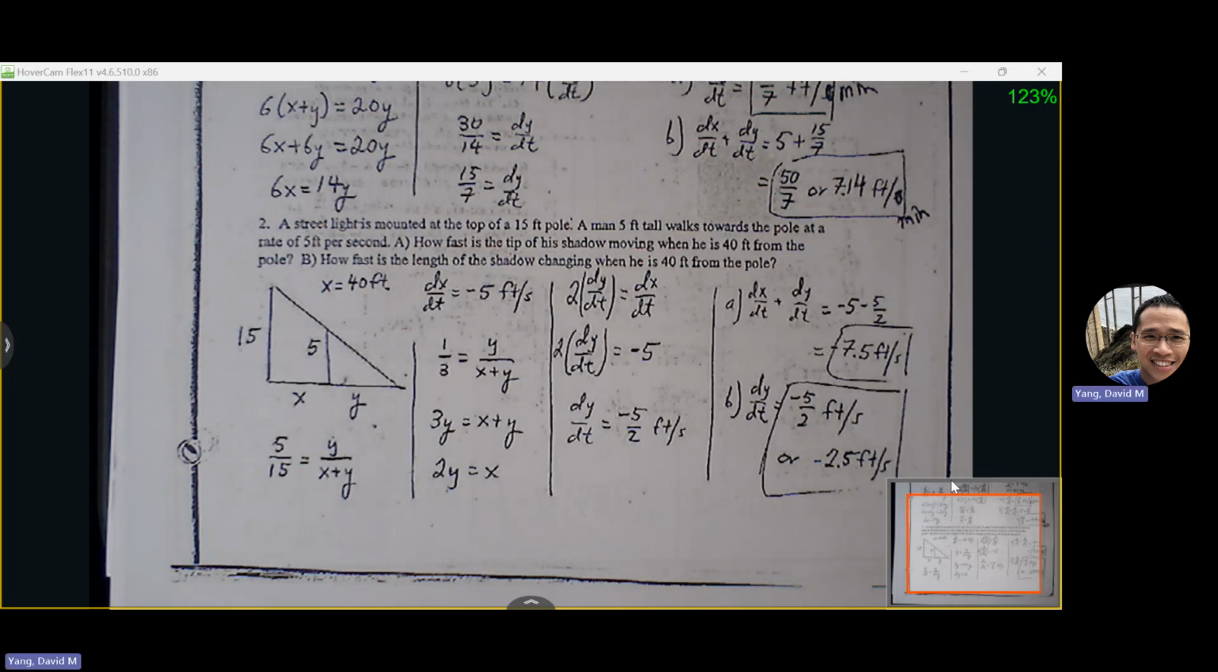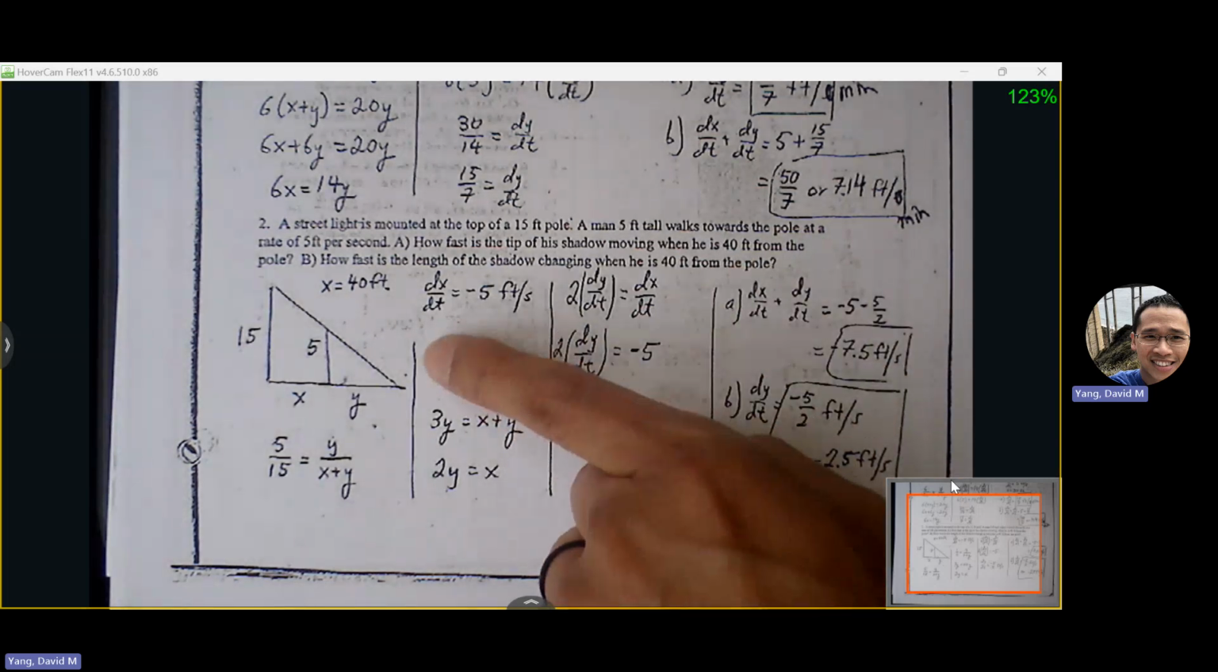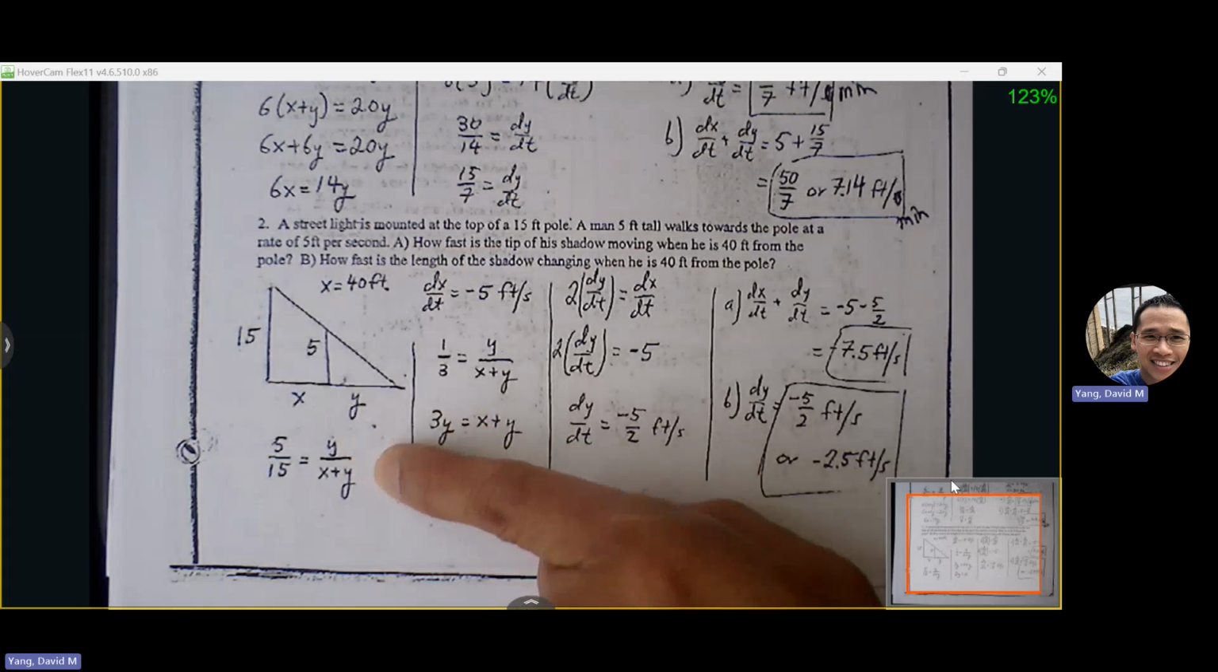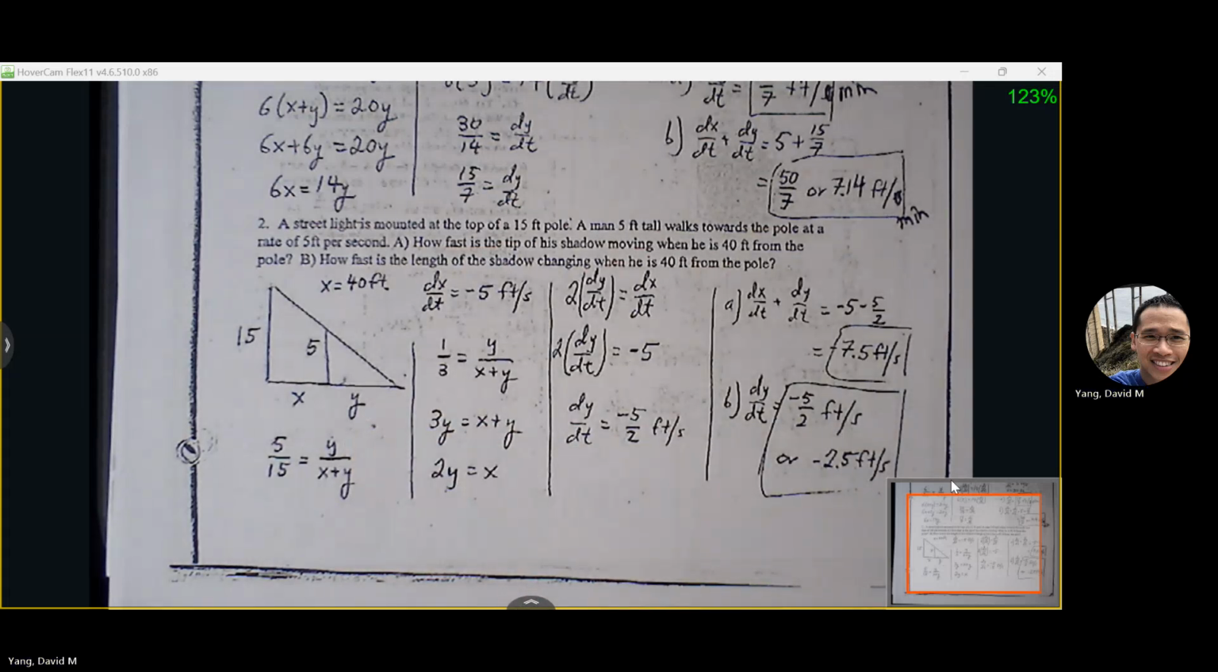Mistakes I've seen in the past, students would say x over x plus y because that feels more like you want to start with x in it. But x doesn't represent the full base of any triangle. So if you want to set it up this way, then you need to have y over x plus y. And why is dx/dt negative? Yeah, that's causing that x distance to decrease. So since x is decreasing, we want dx/dt to be negative.